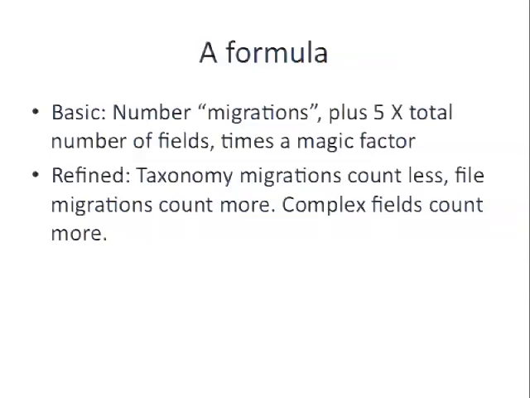Second draft formula, I don't show the full one here, but some migrations are easier than others. Taxonomy is pretty easy. Files can be a lot trickier. So you weight those. And as I said, there's a magic factor, and that's the secret sauce. That really depends a lot on the experience of the people who are doing the migration. And there are other factors, like whether you're migrating directly from a database, which is generally the easiest thing to do, or some XML feed. And if it is an XML feed, how complex that feed is, or if you're coming from CSV files or some other source.